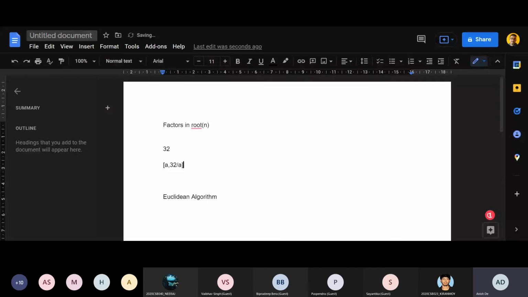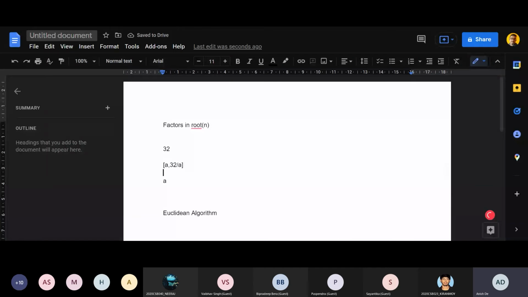So is this clear? Like this part, what I told just now, the pair thing. Yes or no? Instead of writing in the chat, you can just speak up. Okay, so if we know a, we can easily find out 32 by a, right?